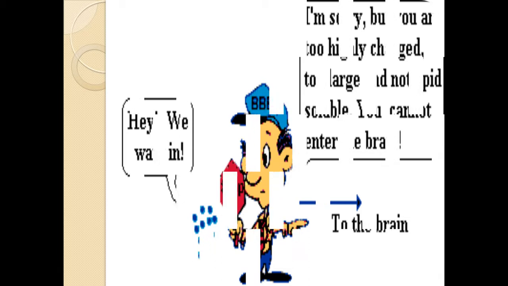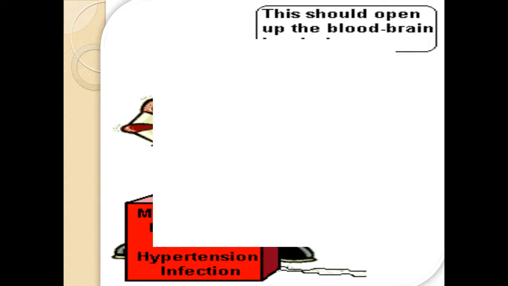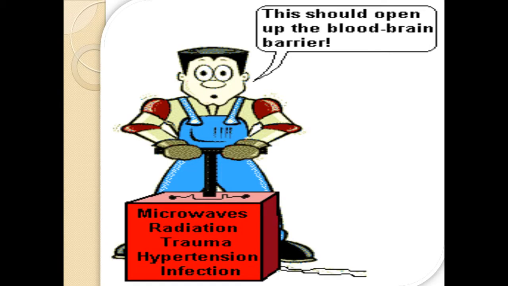We have many factors that can open up the blood-brain barrier. They are microwaves, radiation, trauma, hypertension, and infection.